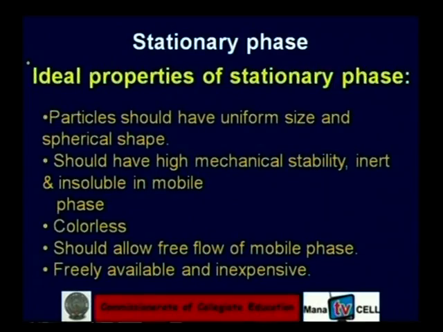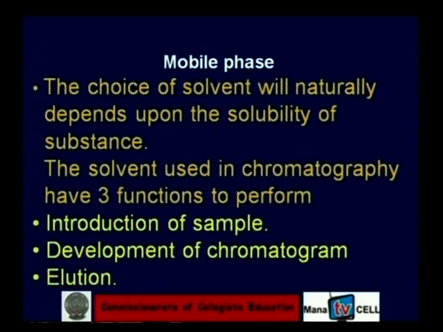The ideal properties which a stationary phase should have are that it should be uniform in size, spherical in shape, allow free flow of ions, and be inexpensive. Mobile phase: the choice of solvent naturally depends on the solubility of the substance. It has three functions to perform: introduction of sample, development of chromatogram and elution. Once the mobile phase and stationary phase are selected, the column is packed.